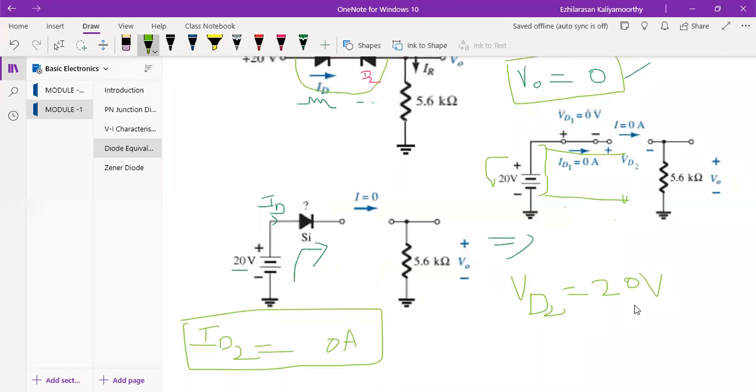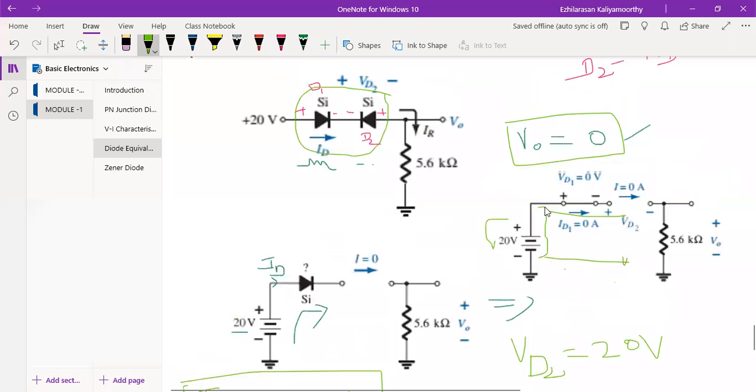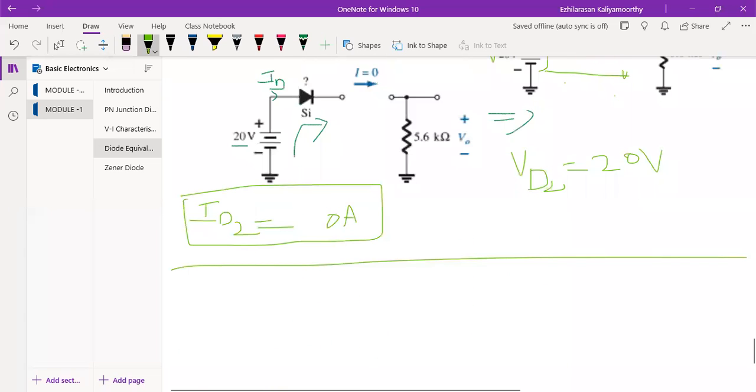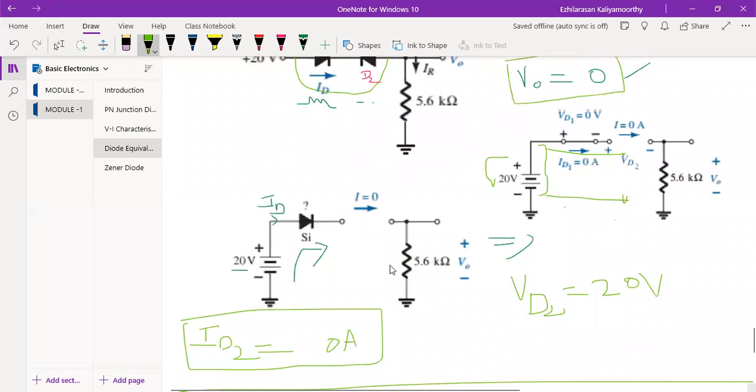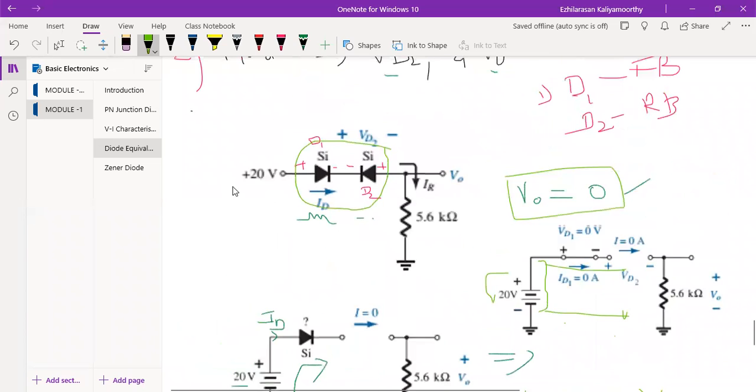If you want to write it in terms of an expression, you can write V naught like this: E, that is the voltage, minus the drop across this, minus the drop across this open switch. So this will be zero, this will be zero. Then finally I'll get 20. So this is the numerical for when the diode is connected in series.